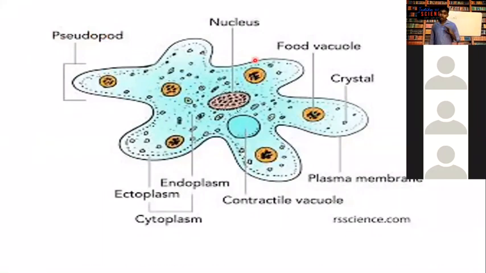I mean, we are multicellular organisms, but these are unicellular organisms. The pseudopod is the locomotory organ. Locomotory means moving from one place to another place. The locomotory organ of amoeba is pseudopod, right?